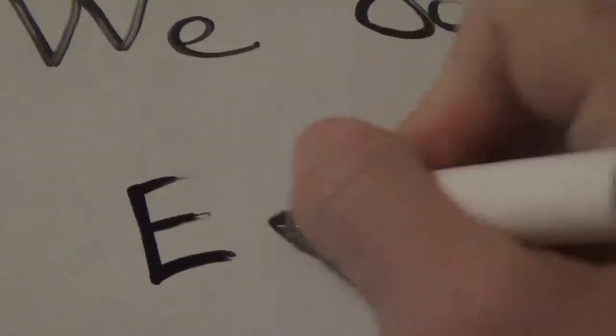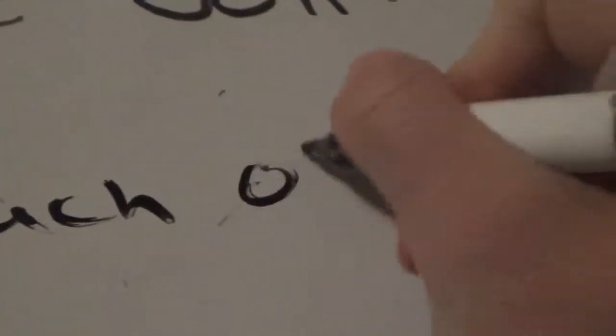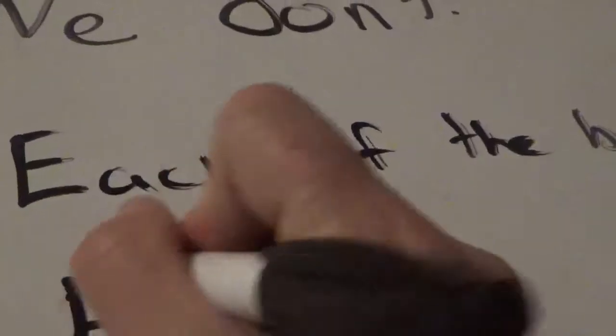We can say each of the boys is happy. That's because each is the subject. Of the boys is a prepositional phrase. Each is happy, right? But look at this sentence.